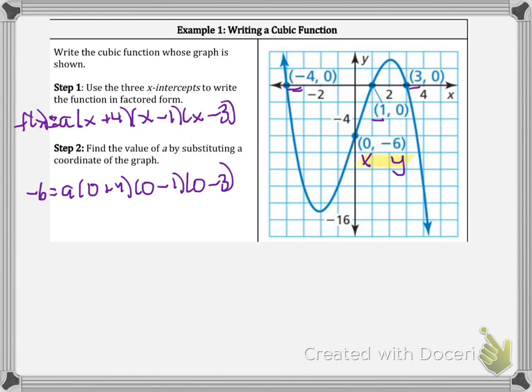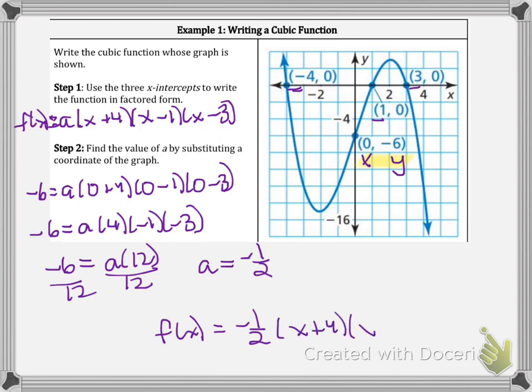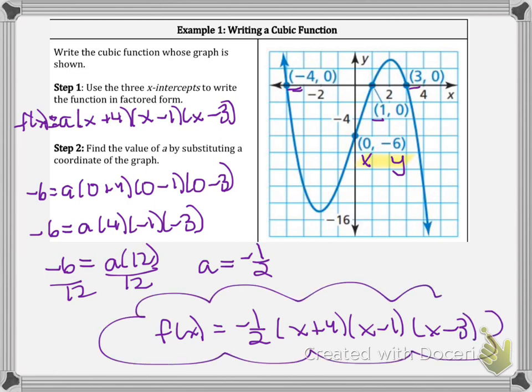Well, that was really nice because it's 0, so that makes it a little fast. So -6 equals a times 4 times -1 times -3. This is -6 equals a times 12, divided by 12. So therefore, a equals -1/2. So the function would be f of x equals -1/2 times (x plus 4) times (x minus 1) times (x minus 3). Okay, and that's it.